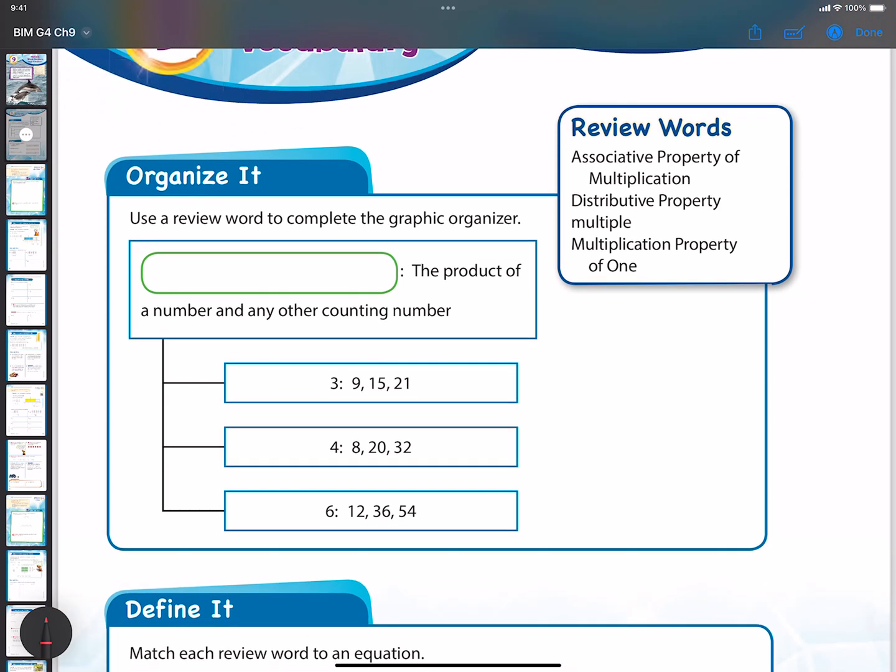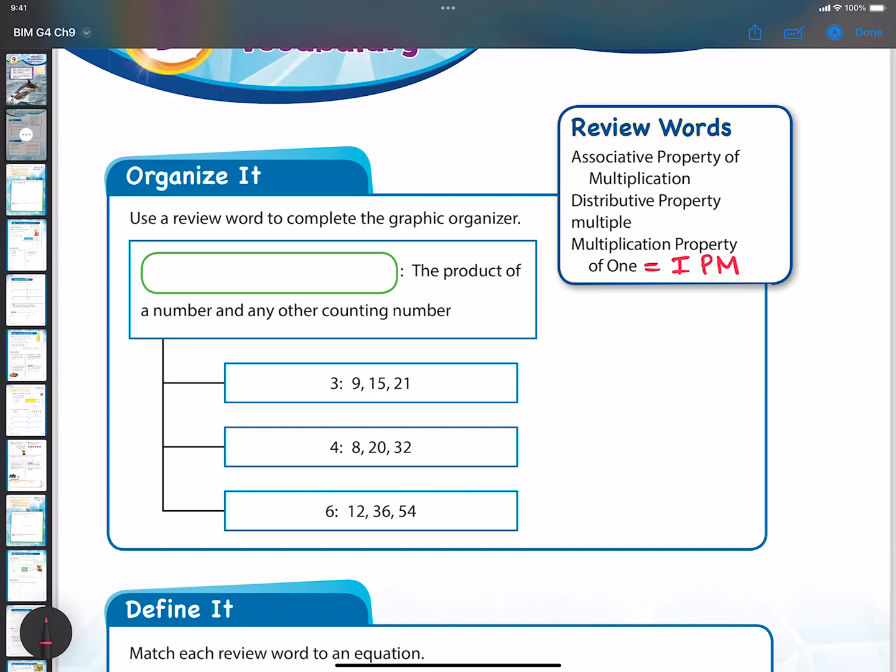So this vocabulary, guys, these are the review words: associative property of multiplication, distributive property, and multiplication property of 1, which is identity property of multiplication, IPM, okay? They changed the term. Use a review word to complete the graphic organizer.